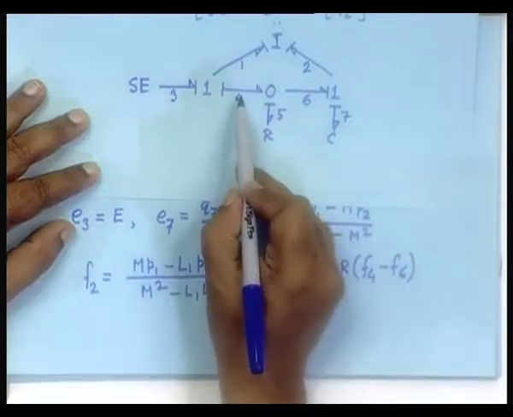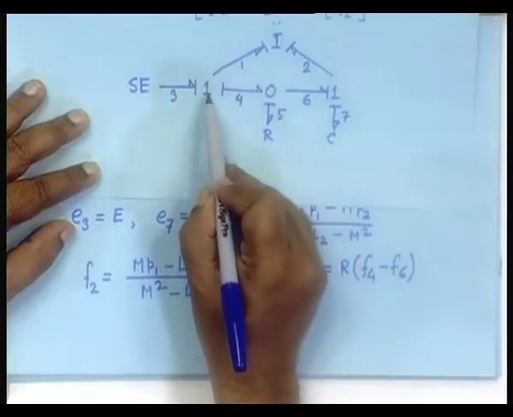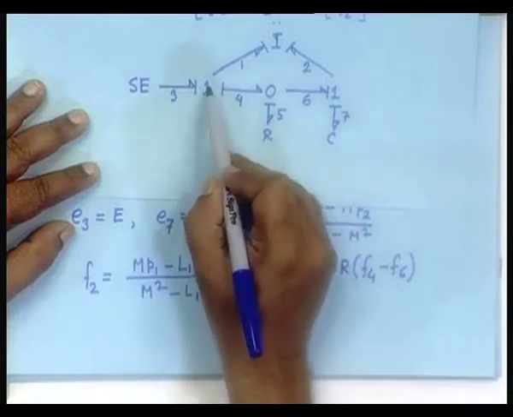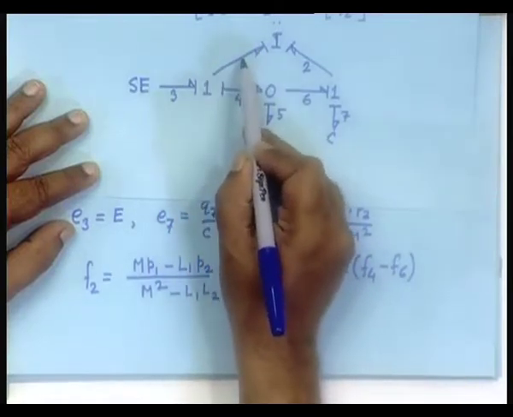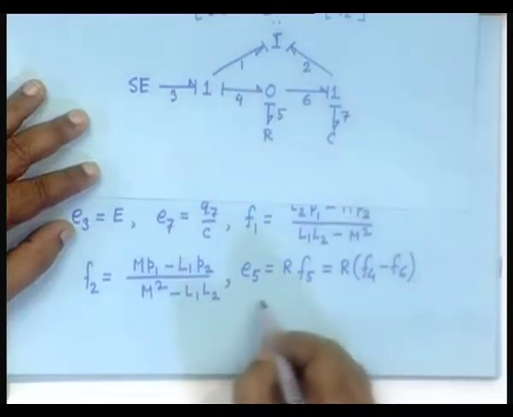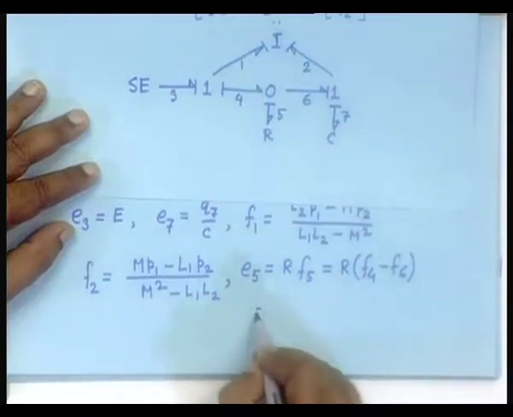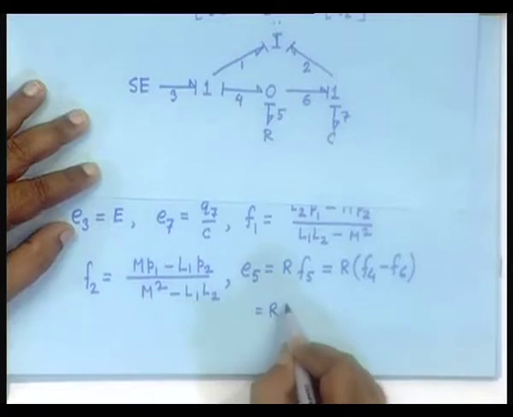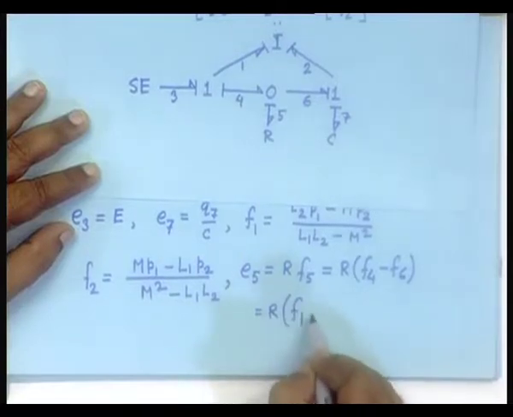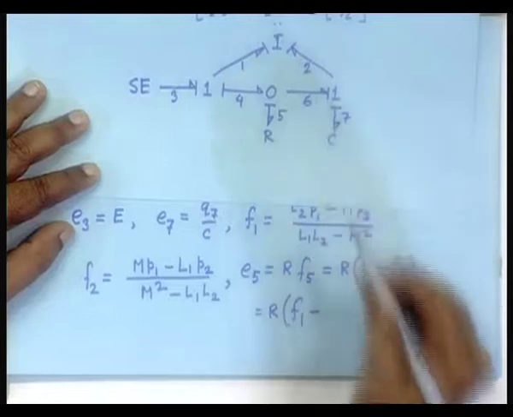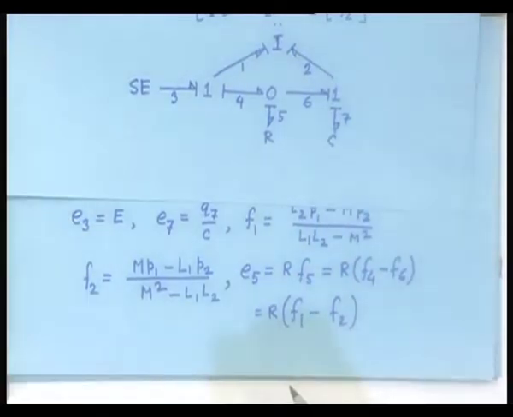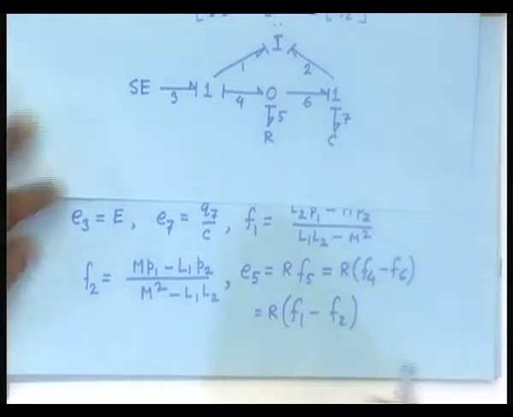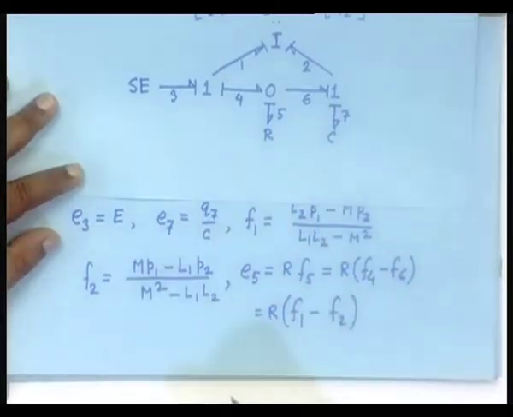Now, F4 is what? It is F1, because it is a one junction where the flow has come here. So, this is the strong bond bringing in the flow information F1. So, this is equal to R times F1 minus F6, and F6 is what? Again F2. So, subtract these two, you will get it.